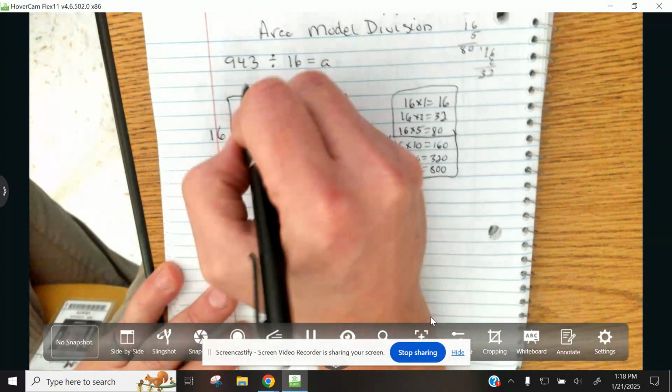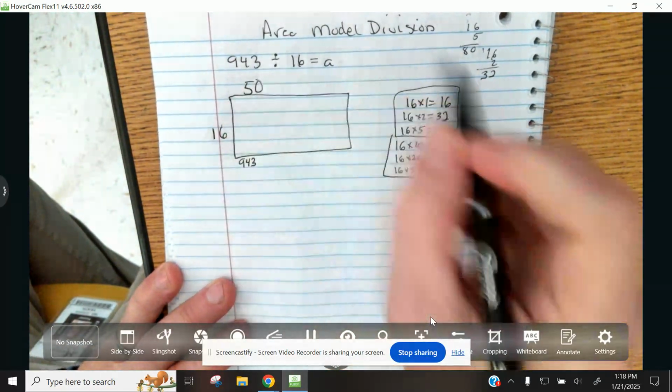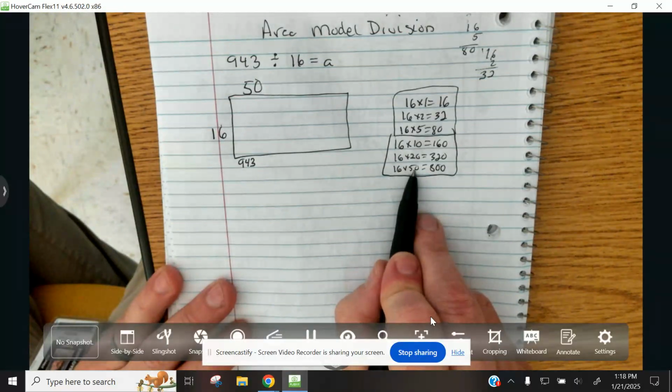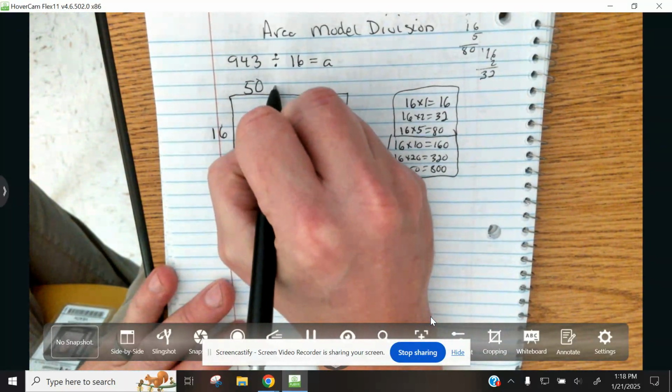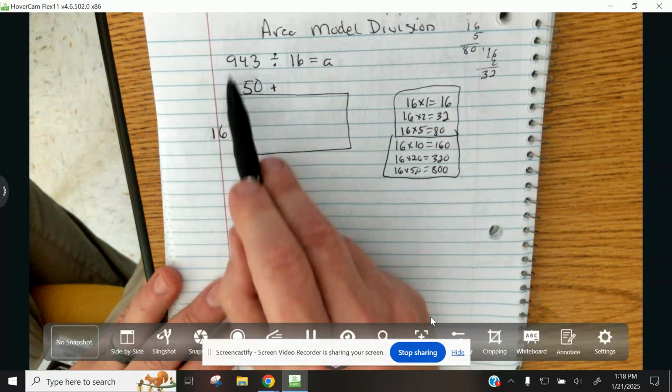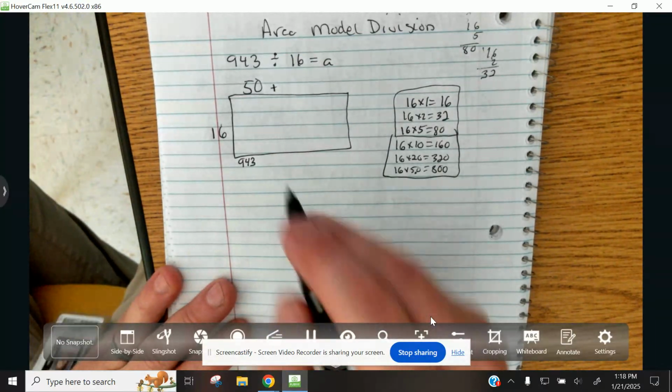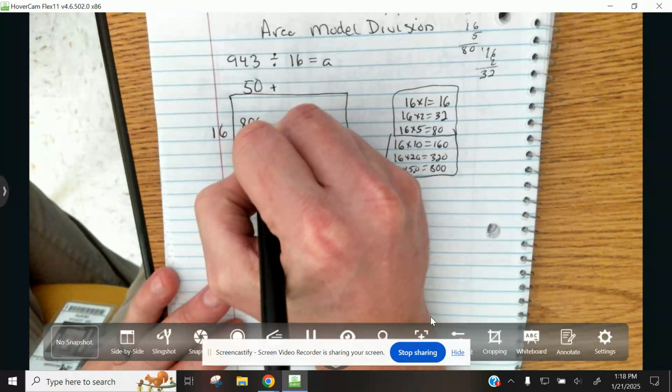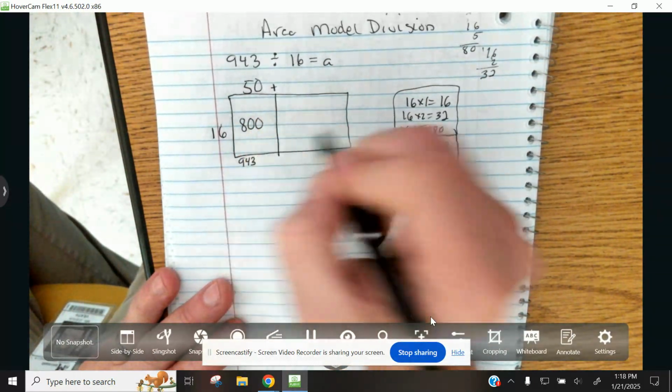So we're going to put the 50 up top, okay? So the 50, this number here, goes up top. That's part of your partial quotients. So our partial quotient goes up top. And if we multiply 16 times 50, which we did over here, it is 800. Your 800 is part of your area that goes in the box, okay?